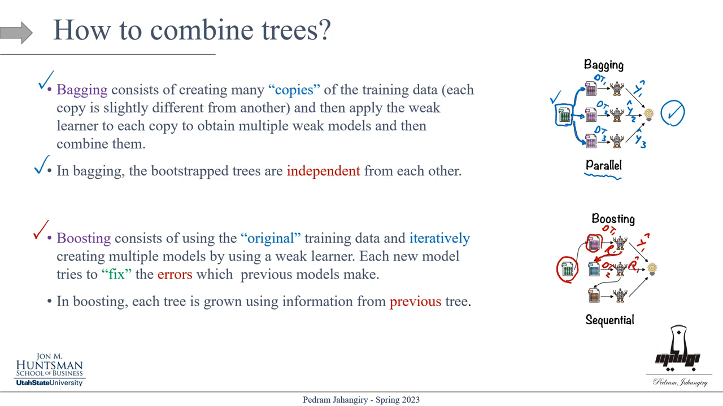Because look at the input. We had some inputs where we're predicting those residuals, right? And this process is being done iteratively. We can go through thousands of trees, for example, using weak learners. And remember, each new model tries to fix the errors that the previous model made, right?